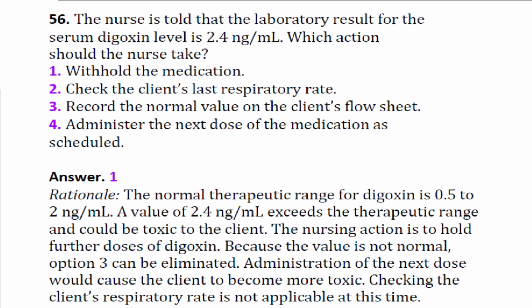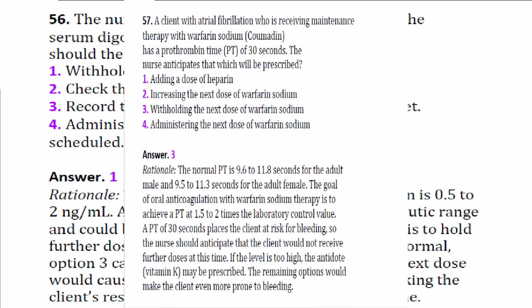Answer. 1. Rationale. The normal therapeutic range for digoxin is 0.5 to 2 nanograms per milliliter. A value of 2.4 nanograms per milliliter exceeds the therapeutic range and could be toxic to the client. The nursing action is to hold further doses of digoxin. Because the value is not normal, option 3 can be eliminated. Administration of the next dose would cause the client to become more toxic. Checking the client's respiratory rate is not applicable at this time.